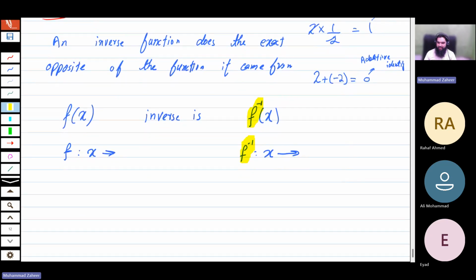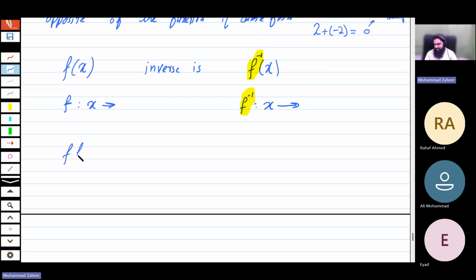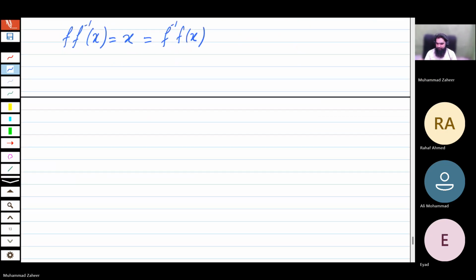But always remember, if you have two functions and one of them is the inverse, then if you take the composition f of f inverse of x, that will always be x. In the same way, f inverse of f of x will always be x. We will do some questions and understand what this means. For example, you have a question.